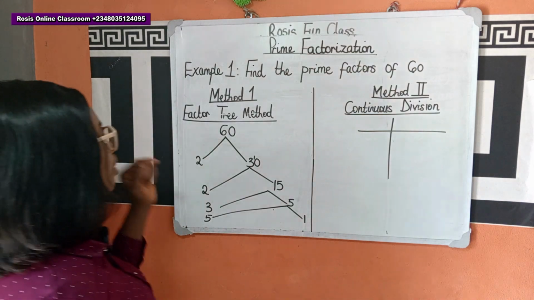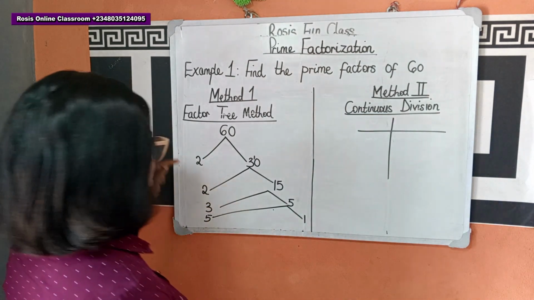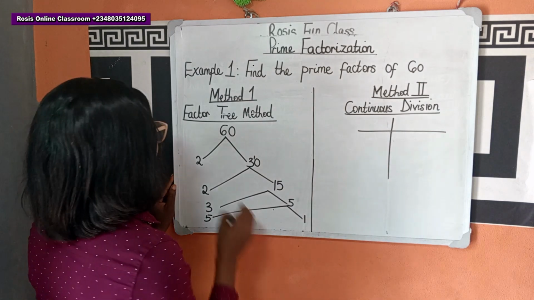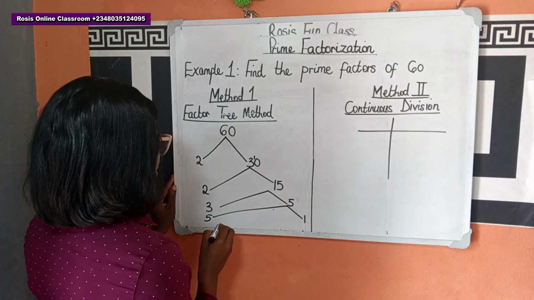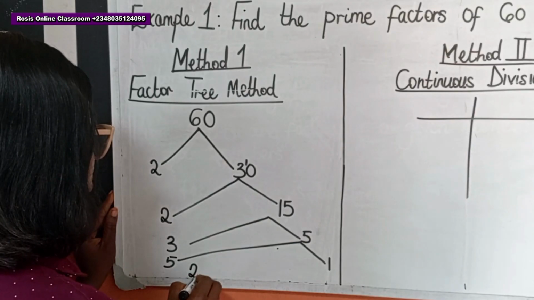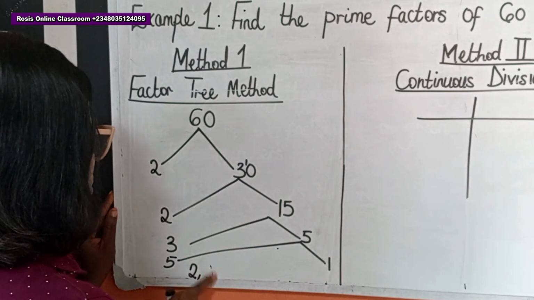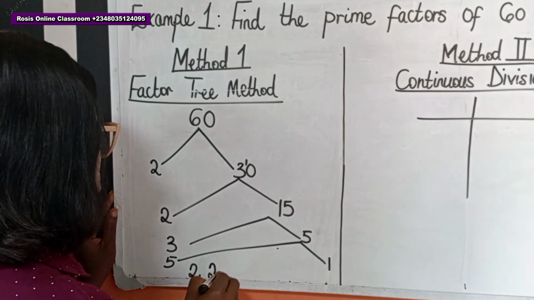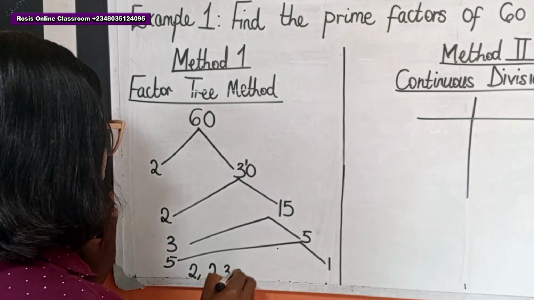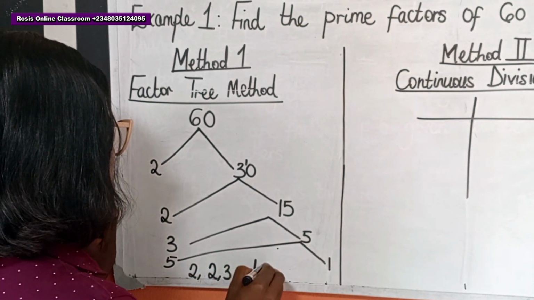So, what are the prime factors of 60? The prime factors of 60 are 2, 2, 3, and 5.